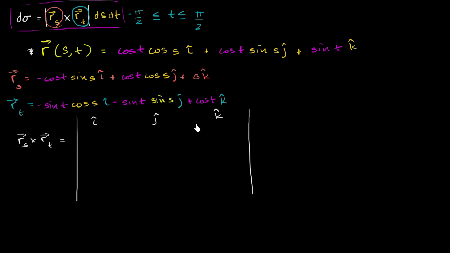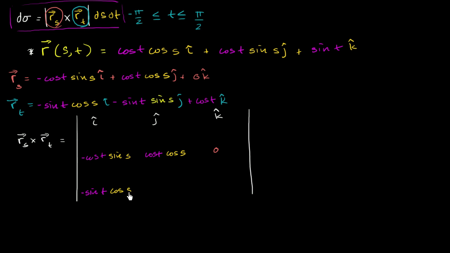The first row are just our unit vectors. The second row is the first vector that I'm taking the cross product of. So this is going to be negative, I'm just going to rewrite this right over here. It's going to be negative cosine of t sine of s, and then you have cosine of t cosine of s, and then cosine of s. And then you have 0, which will hopefully simplify our calculations. And then you have the next vector, that's the third row: negative sine of t, negative sine of t cosine of s.